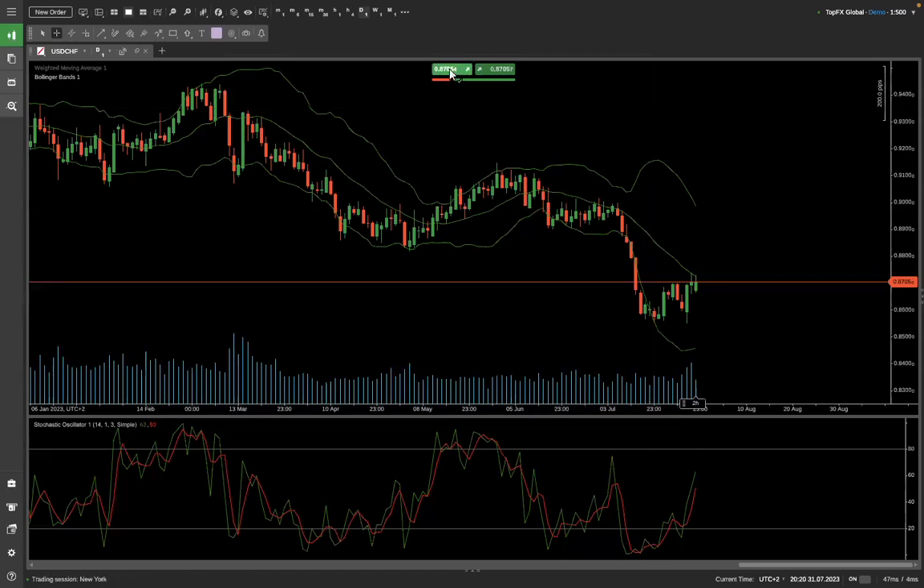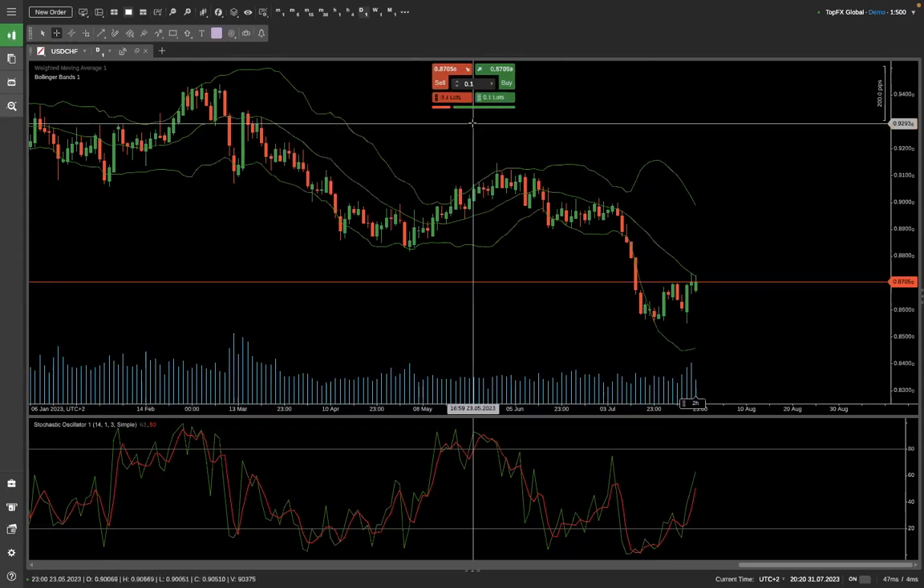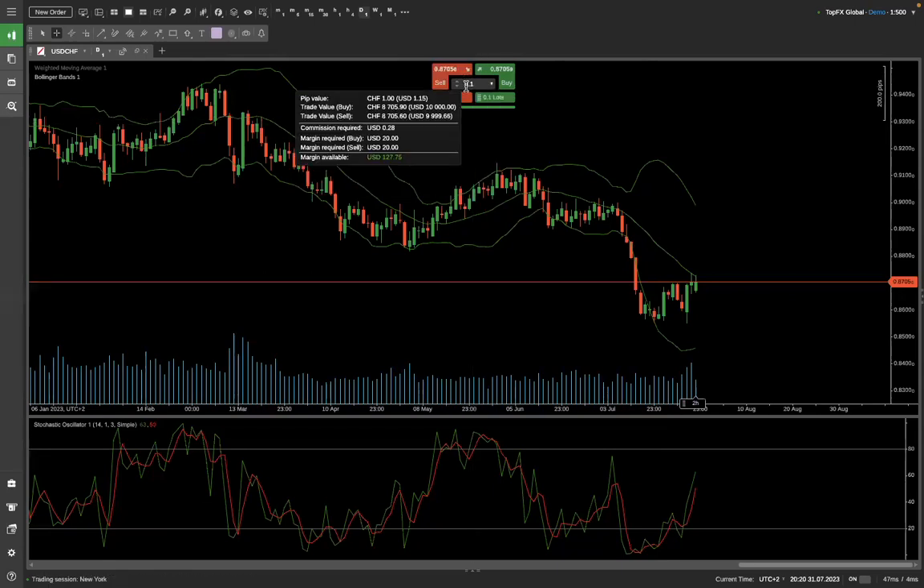Okay, you got the key feature here. When you hover around, there you go, you got the pip value for the one lot, you got the trade value, you got the commission required, you got available margin for this position, for example. So you can see what actually you can do with your trade and how big your position will be margin wise. Okay, so if you, for example, want to trade one mini lot, and if you hover around this menu, you got all of the situation calculated here, all of the risk management calculations here.